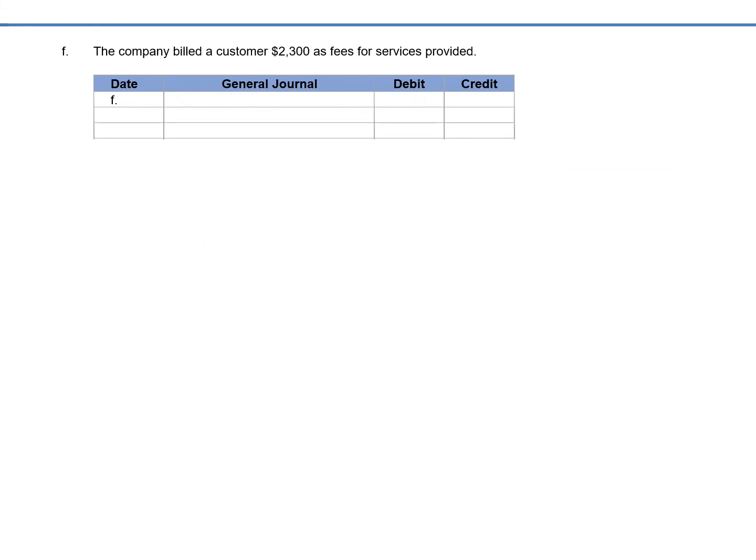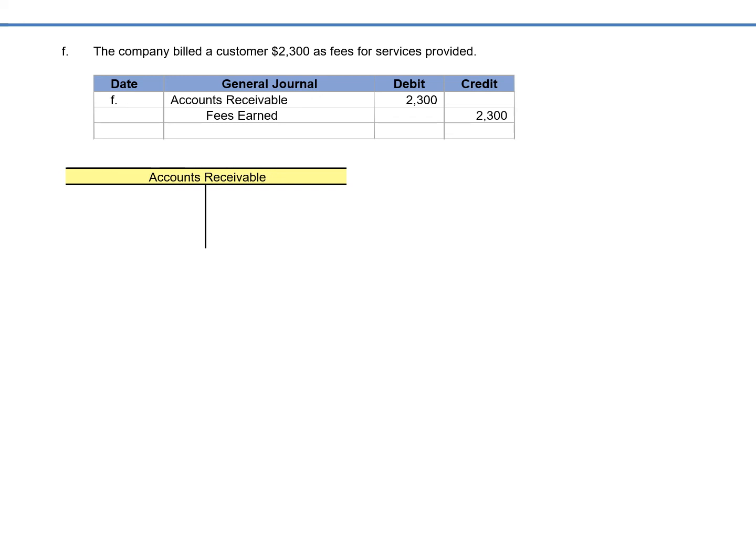Okay, the company billed a customer for $2,300 as fees for services provided. So we're going to bill a customer, so our accounts receivable is going to go up, and our fees earned, or revenue account, is also going to go up. And so we increase our accounts receivable asset account with a debit. We increase our fees earned revenue account with a credit. And then we post our journal entry to the T accounts, or the general ledger. So our debits for accounts receivable get posted to the left side. Our credits for fees earned get posted to the right side.